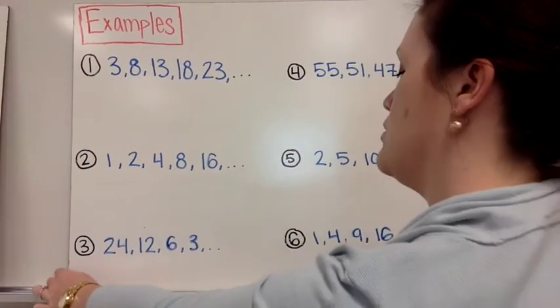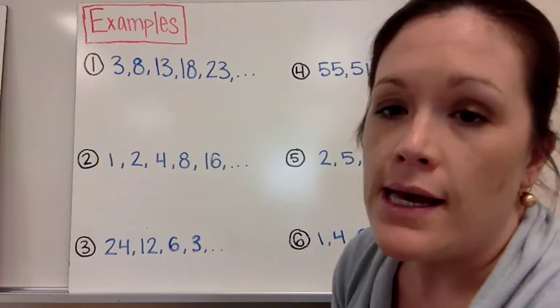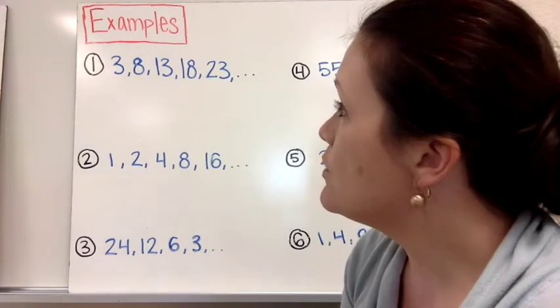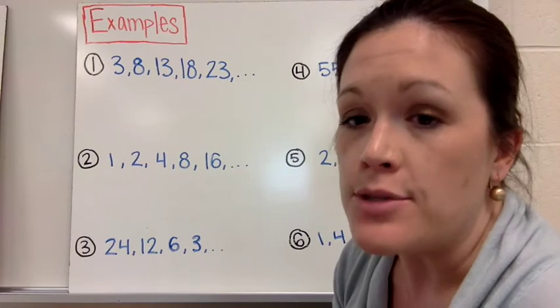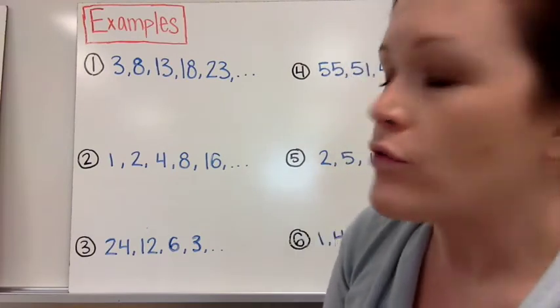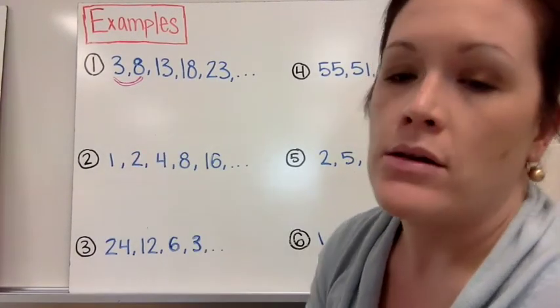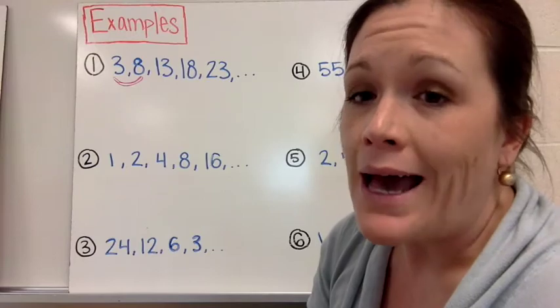So number 1, we have 3, 8, 13, 18, 23, and so on. Instead of writing all those steps, you can use your mental math to help you figure this out, and then we can go from there. So let's look at 3 to 8. How would we go from 3 to 8? You might think first that we could add 5.